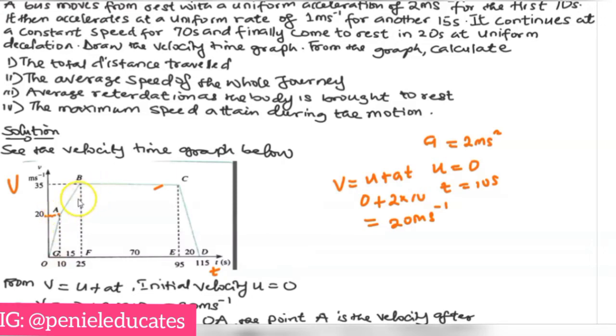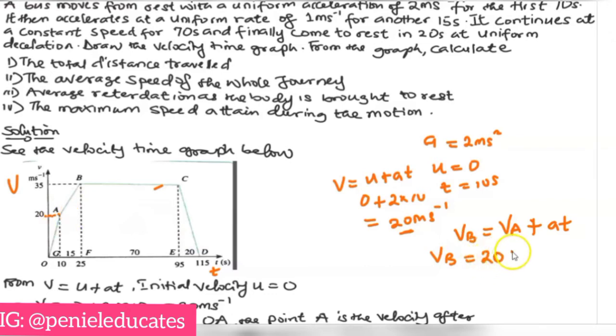Okay, now velocity at B, because after then it accelerates at a uniform rate of 1 meter per second squared for another 15 seconds. So now the velocity at B, which is what we're looking for, is going to be the velocity at A plus at. We want to calculate the velocity at B. We have the velocity at A, which is now going to be our initial velocity, because it has reached a velocity of 20 before moving to B.